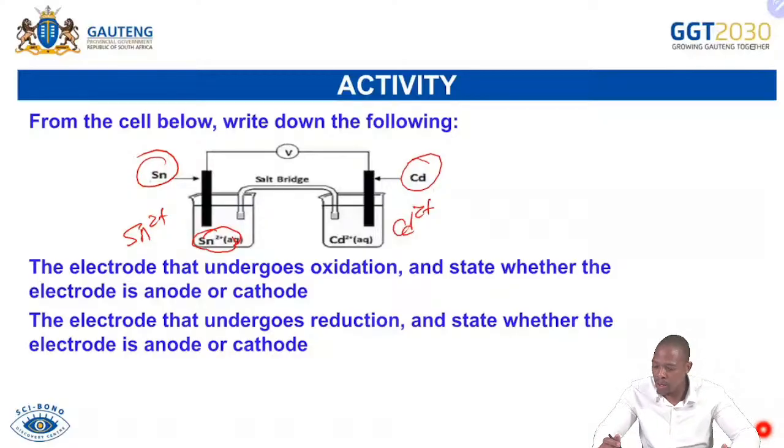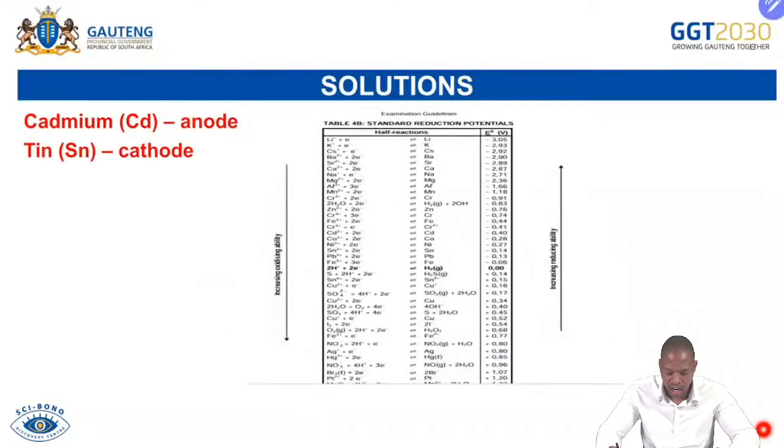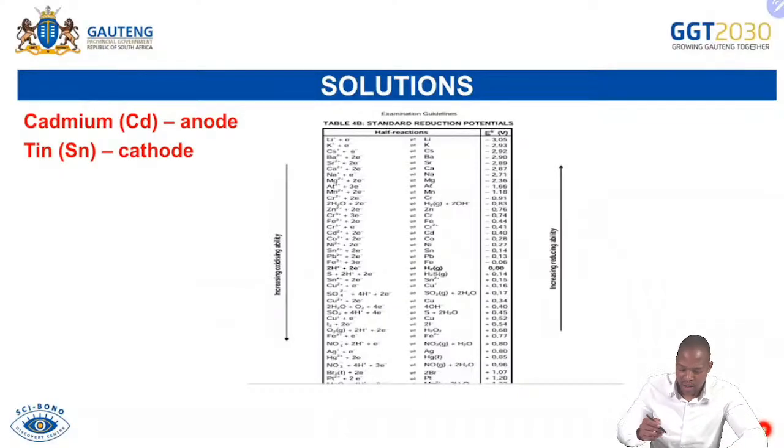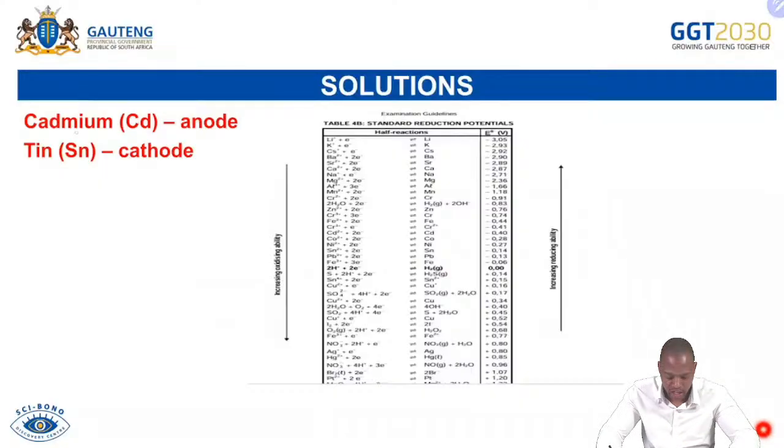This is the question that maybe most of you might be asking. How do I choose? How do I know which one to choose? Okay, let the electrolyte tell you which one to choose. Right. So let's try and check what the answer should be. The answer should be the cadmium is undergoing oxidation and its name there is the anode. And the tin is undergoing the reduction and the name is the cathode.